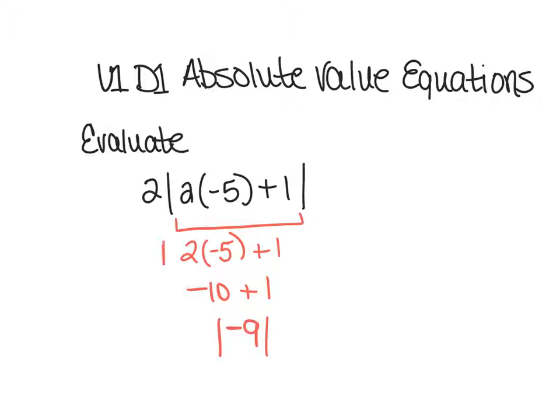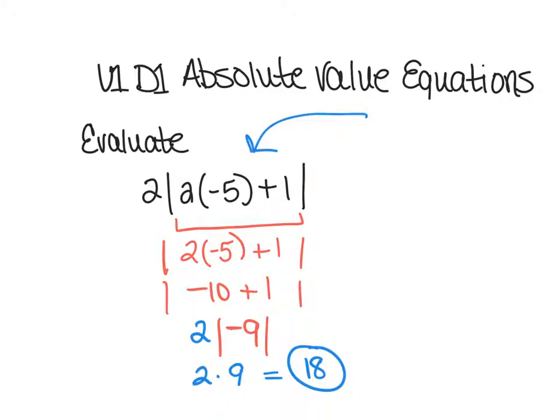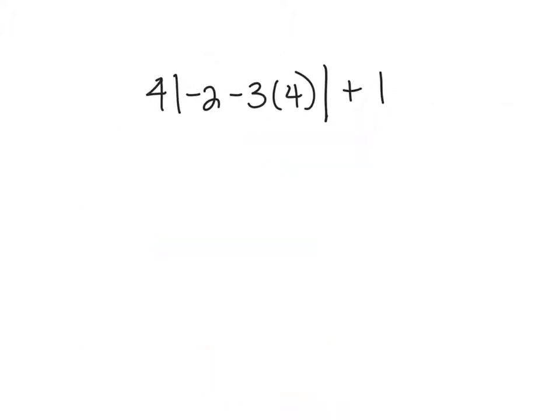We're going to keep our absolute value bars, and we get the absolute value of -9, and then take a look. What's outside of that is a 2. Well, the absolute value of -9 is 9, so this is 9 times 2, and 9 times 2 is 18. So to evaluate, make sure you work with what's inside absolute value bars using order of operations.